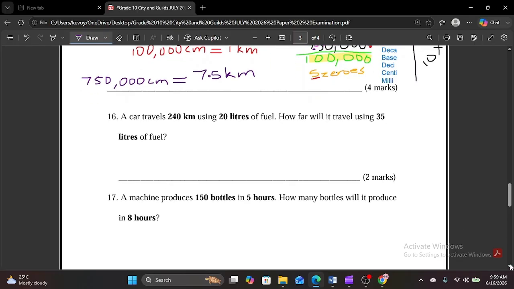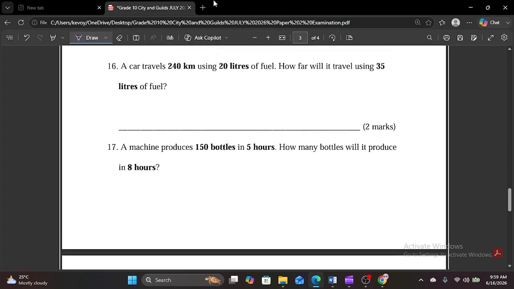All right, moving on. So a car travels 240 kilometers using 20 liters of fuel. How far will it travel using 35 liters of fuel? So what you want to do, if you know how much it traveled using 20 liters of fuel, is find out how much it would travel with just 1 liter of fuel. So how we're going to do that, we're just going to divide the 240 by 20.